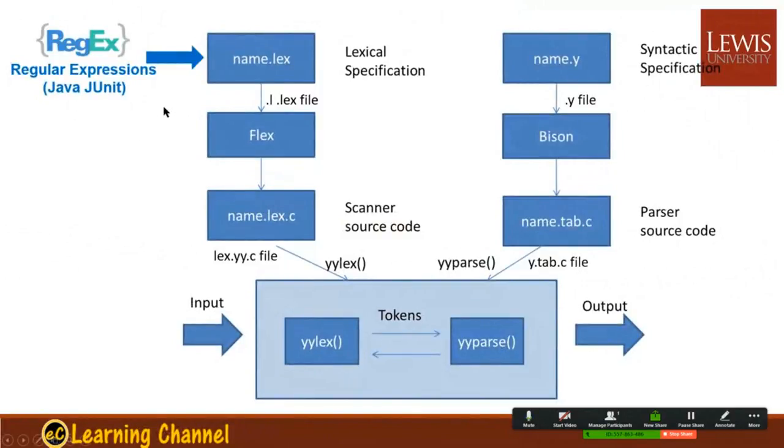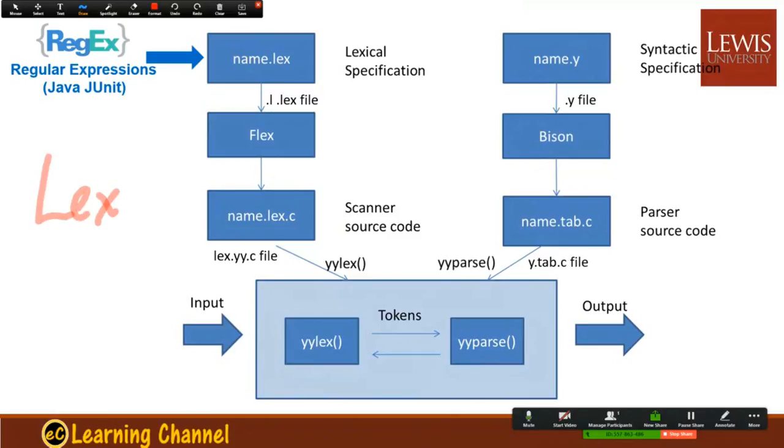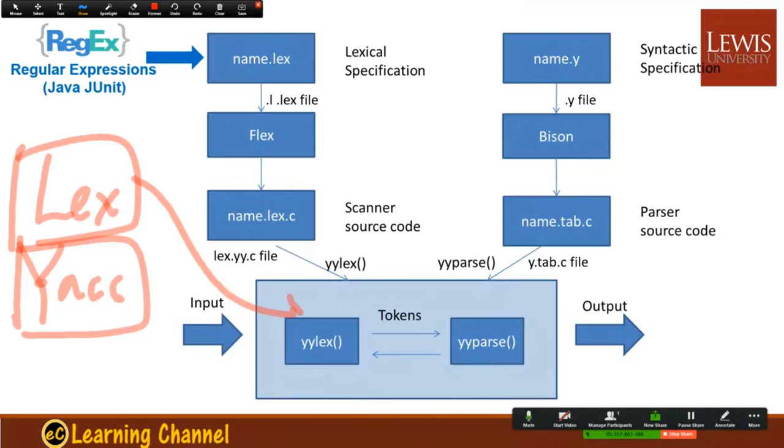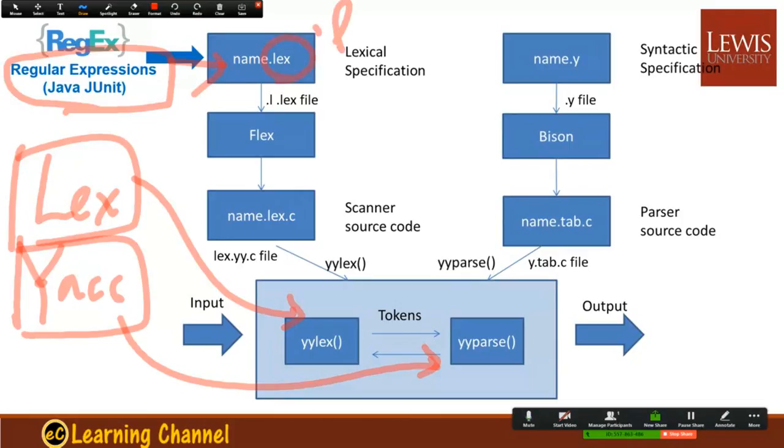So here I give you a basic overview of using lex and yacc. Lex is a lexical analyzer. Yacc stands for yet another compiler compiler. These two tools, one is used to generate a scanner, one is used to generate a parser. You can formulate your language symbols in regular expressions, put them into a lex format file called name.lex or sometimes name.l, and then feed it into the Flex program.